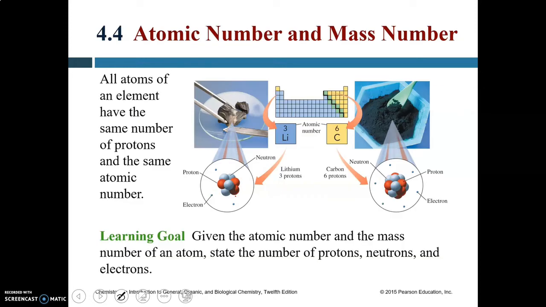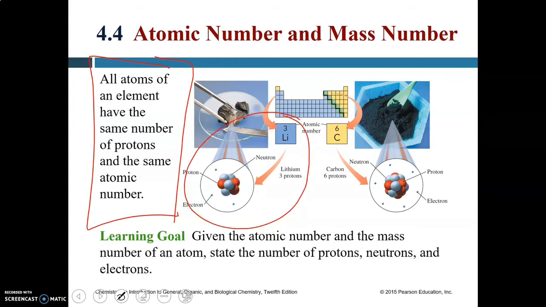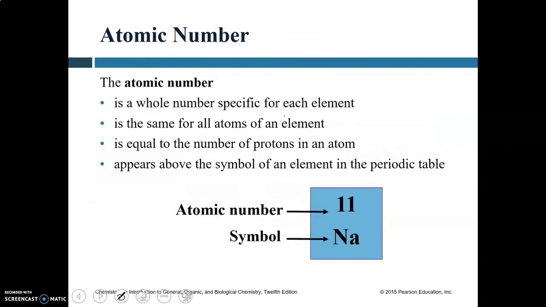So it turns out that all atoms of an element have the same number of protons, hence the same atomic number. For instance, all atoms of lithium have 3 protons, and all atoms of carbon have 6 protons. So they all have the same atomic number. Atomic number is very, very specific for each element. It's the same for all atoms of an element.